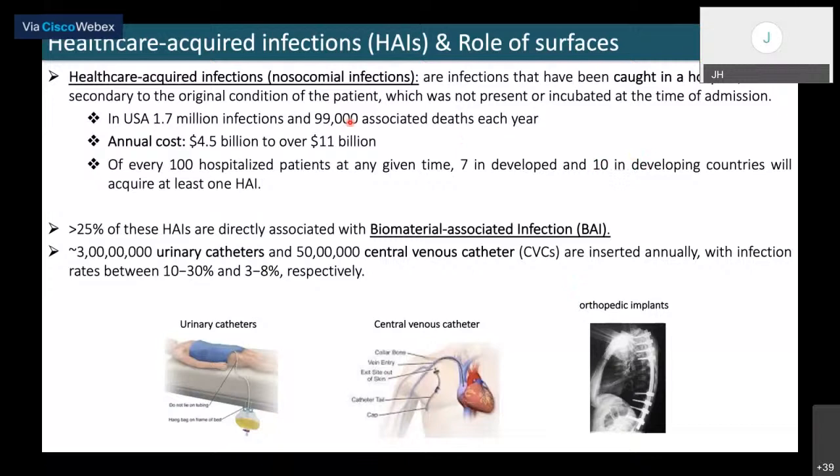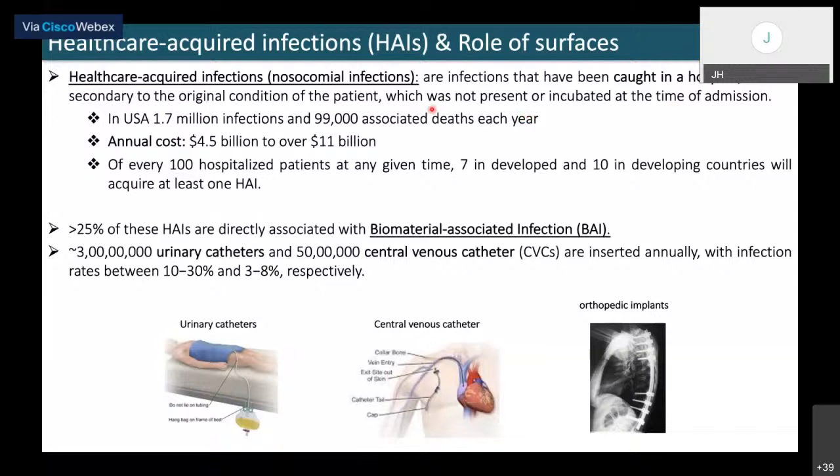So that is called healthcare-associated infection, acquired infection, or nosocomial infection. It is an infection caught only in the hospital, but secondary to the original condition of the patient. You might have another original condition, which is why you went to the doctor, but this infection was not present or incubating at the time of admission. It was something else, but you got the infection later on.